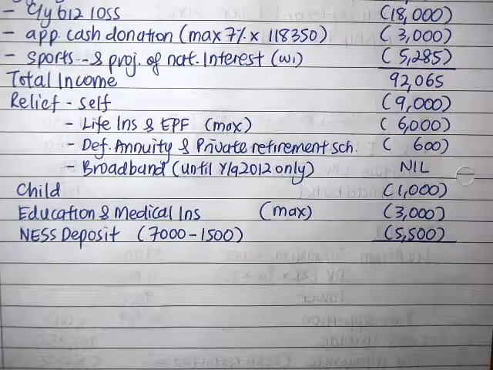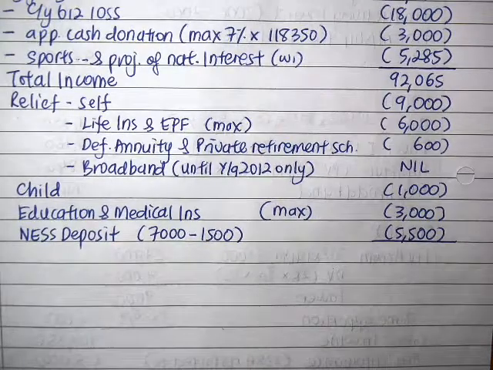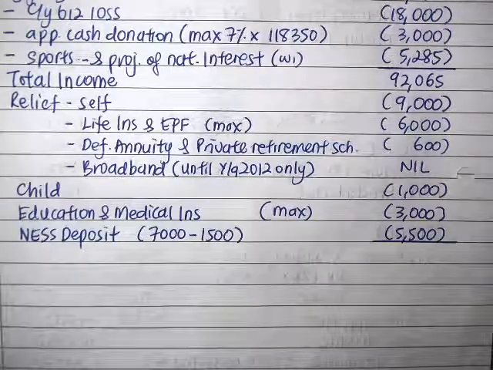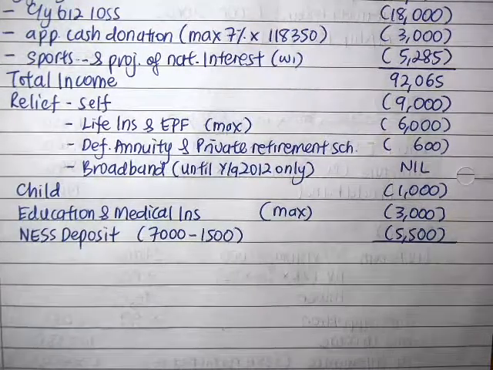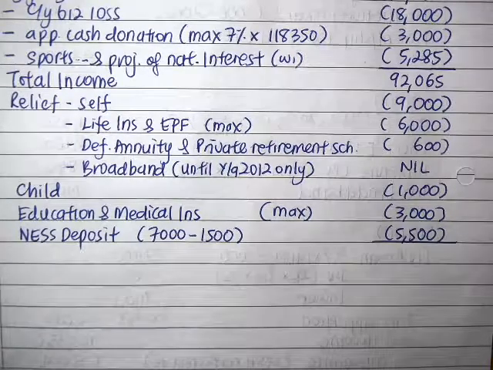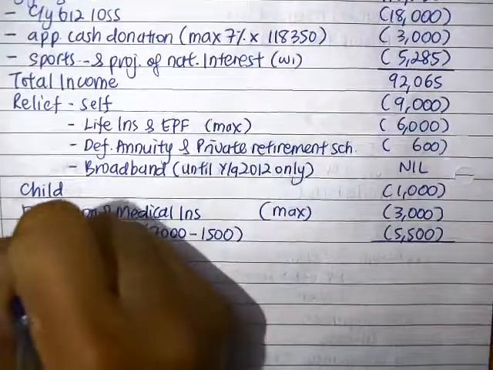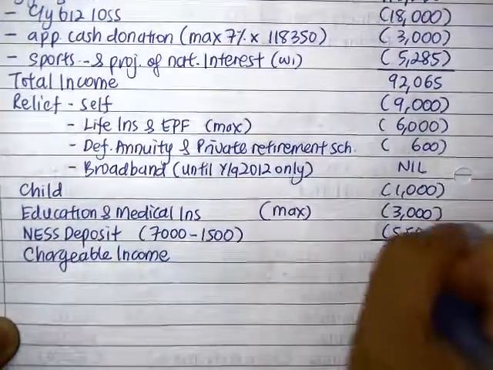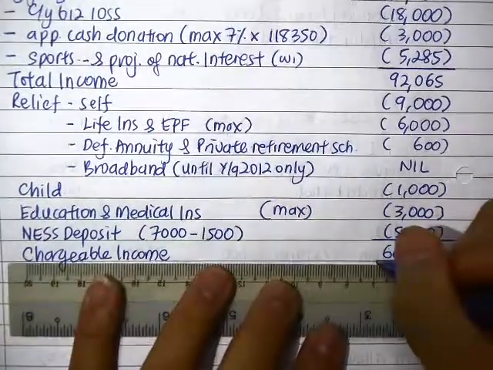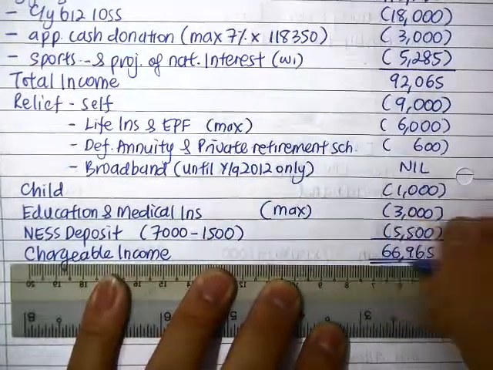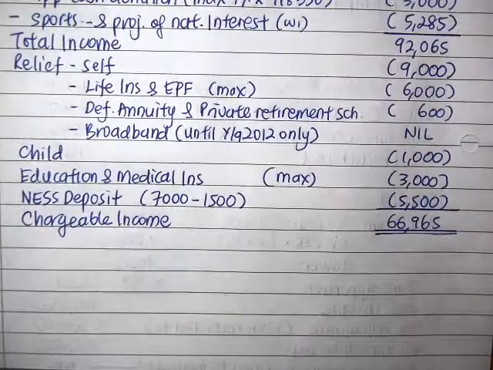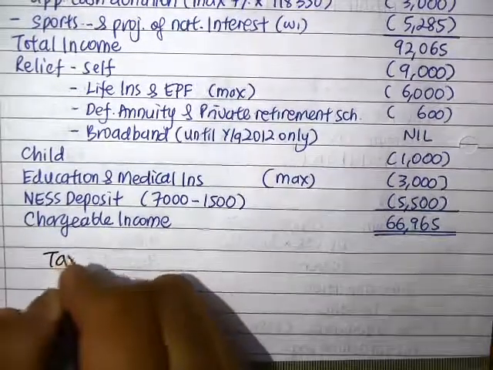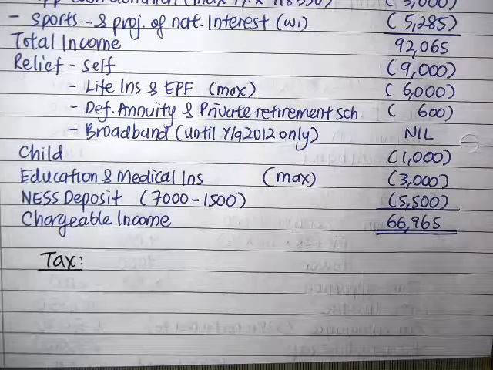Right, 118,350 minus, okay, sorry, 92,065 minus the relief. So my chargeable income will be 66,965. Correct. Check if I miss anything. Now, so that's your CI. How much tax that Cammy needs to pay?